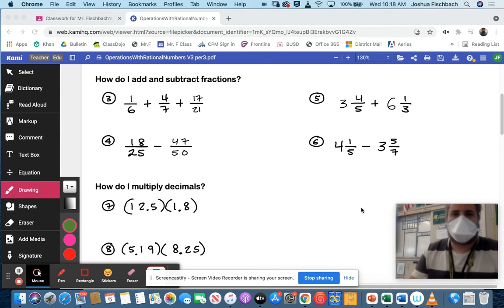This one's on how to add and subtract fractions. So when you're adding and subtracting fractions, you want to make sure that you have a common denominator.